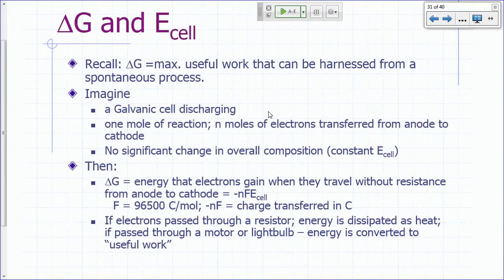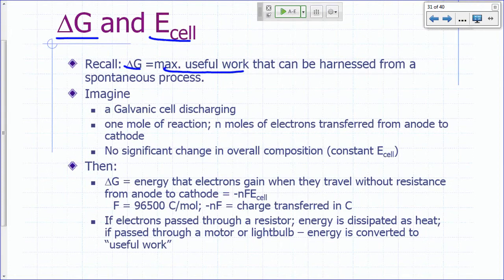Let's talk about delta G and the cell potential. How are they related? If you recall, when we talked about the second and third law of thermodynamics, we identified delta G, the Gibbs free energy, the change in the Gibbs free energy associated with the reaction, as the maximum amount of useful work that you can harness from a spontaneous process.